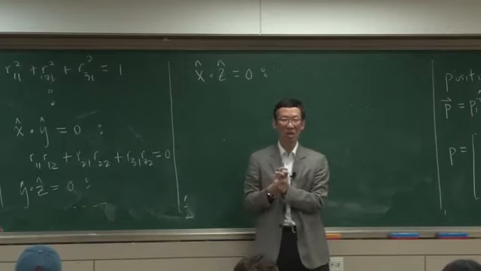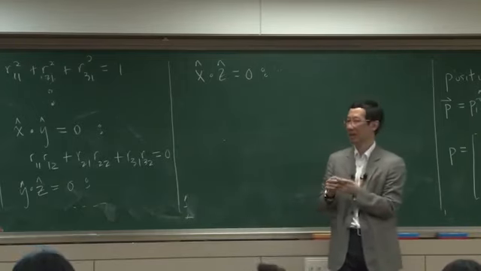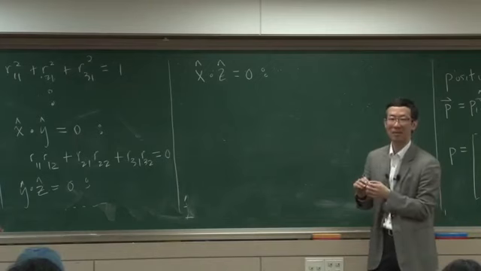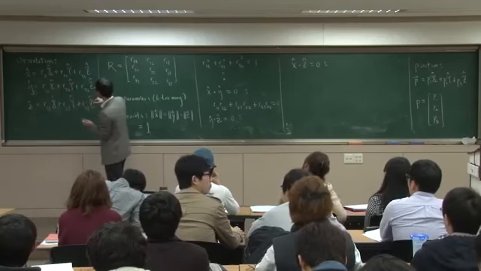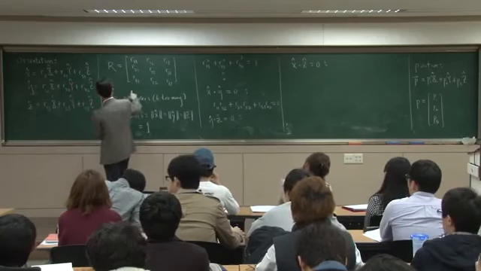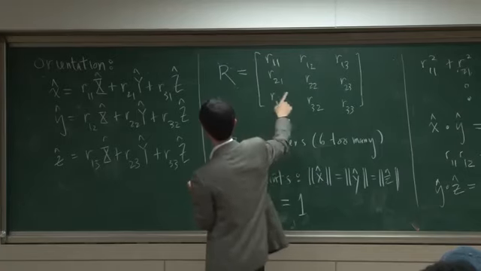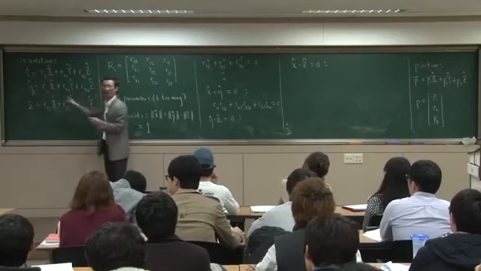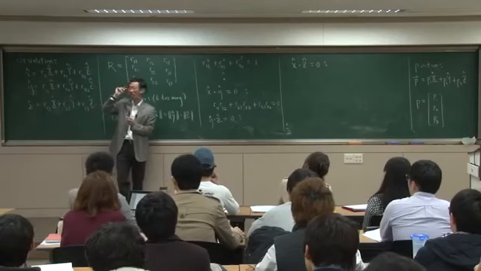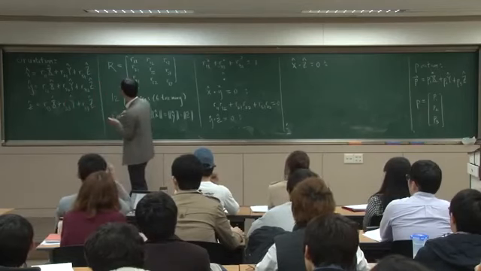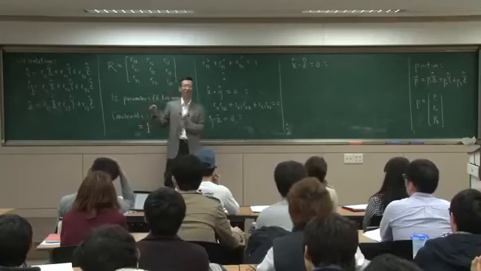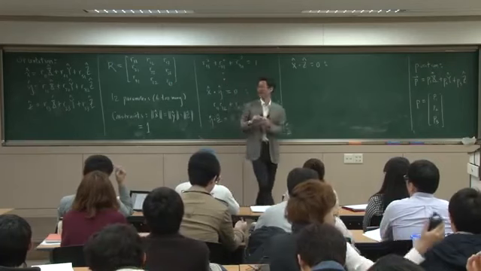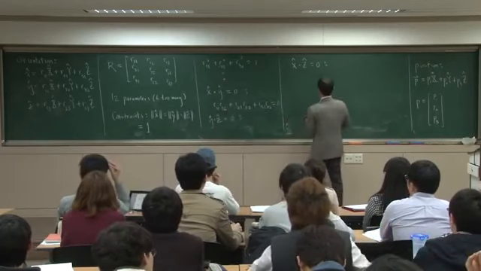Is there any other condition that we're missing? Let's think hard. Is there something that we're missing? Okay, he says there's a notation, I screwed up some notation here. Seems okay to me. I think it's okay. R11, R12, R13. Yeah, I think it's okay.